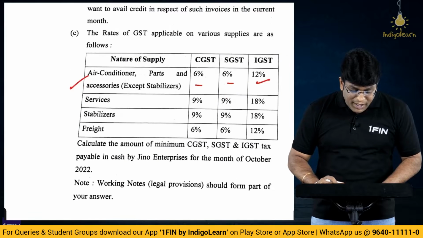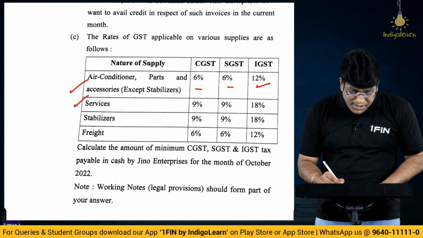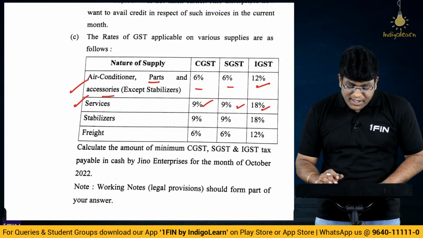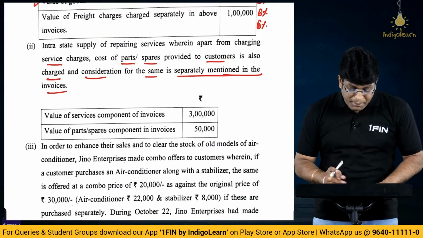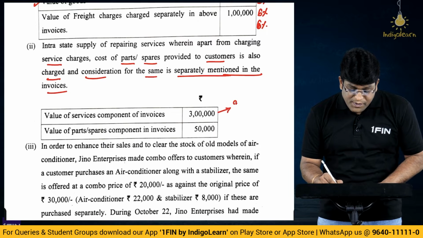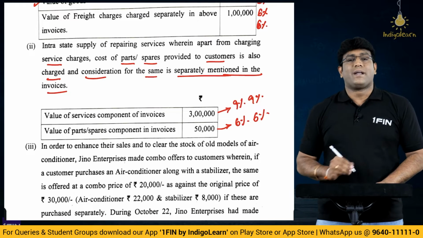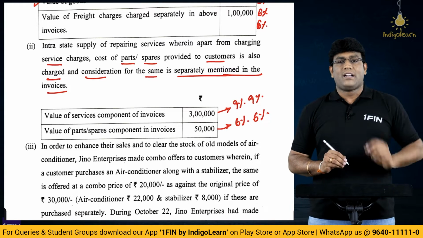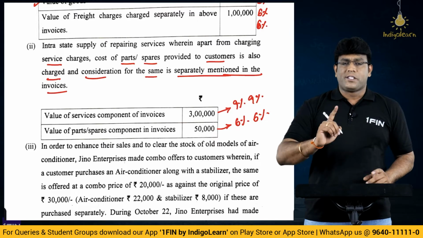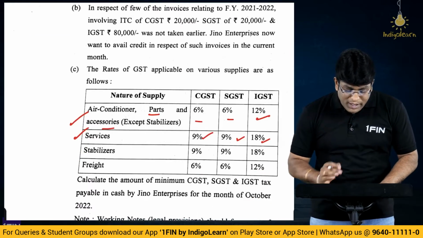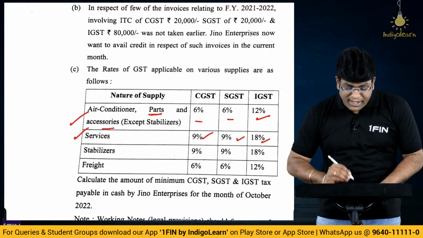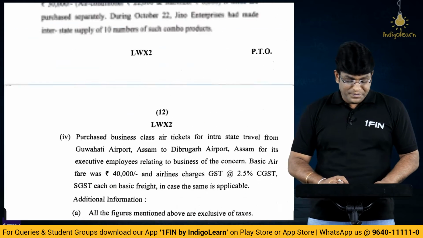So if you see very clearly here, there is services 9%, 18%, and for parts and accessories it is 6%. So in this case, for services we will charge 9%. But for parts or spares, we will charge 6%, because when the value is mentioned separately in the invoice, we will charge it at respective rates. Because in the question only they gave for parts and accessories, it is 6%.